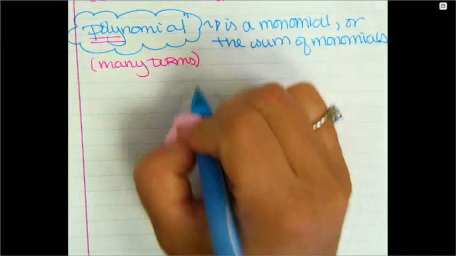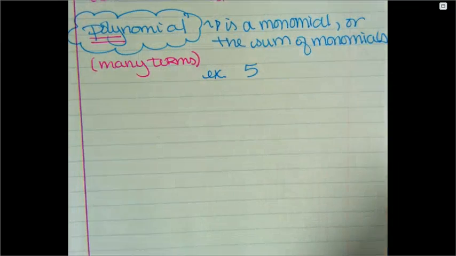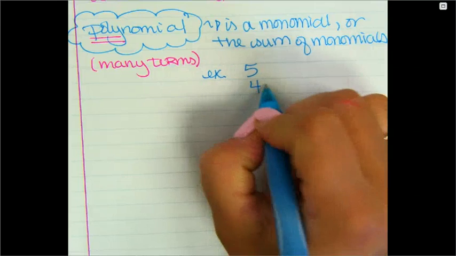So for a polynomial, you can have something just like 5. You can have something like 4x.